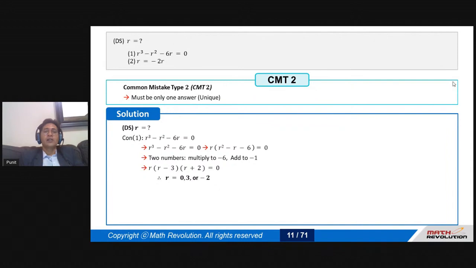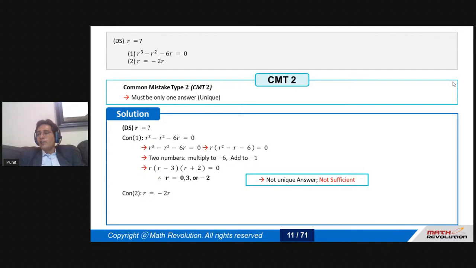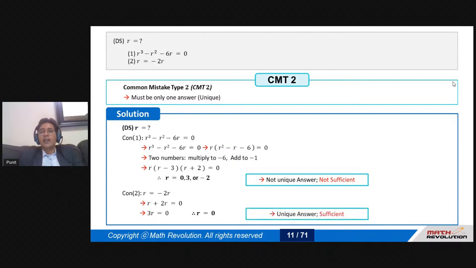But again, if I ask what is the value of R, there is not a unique answer. This particular condition will not be sufficient. If I solve condition number 2, which is R equals minus 2R, and rearrange it to get R plus 2R equals 0, that makes 3R equals 0, after which I get R equals 0. So this is only possible when R equals 0. In this condition, I get a unique answer. So hence this becomes sufficient.